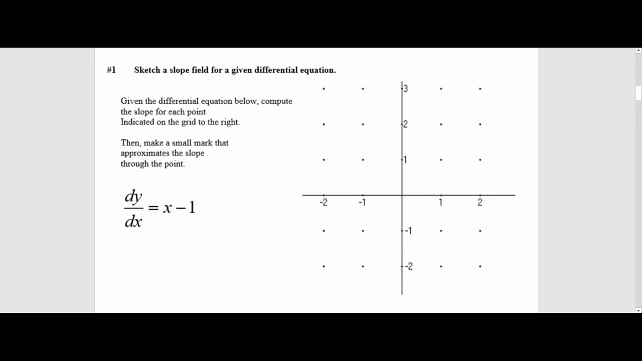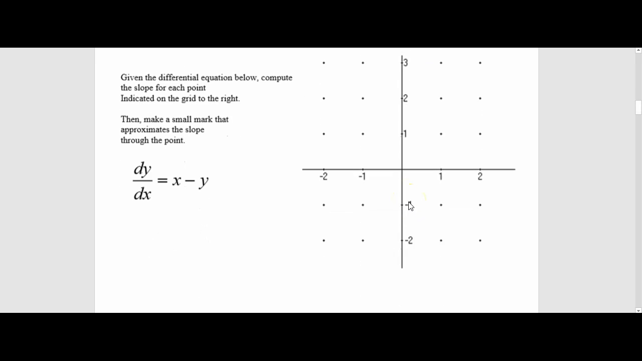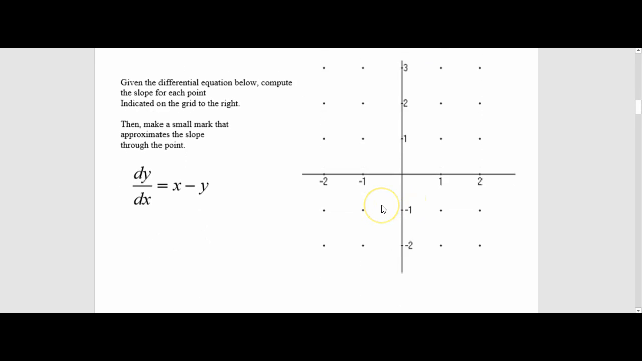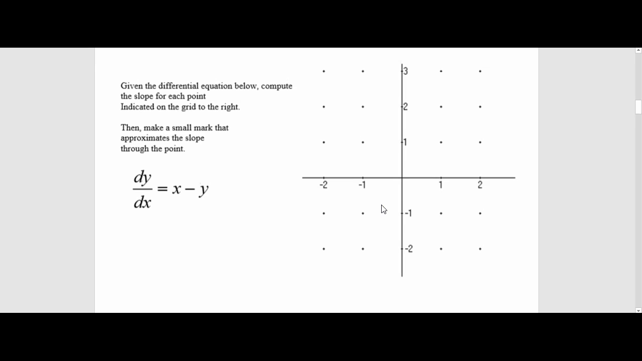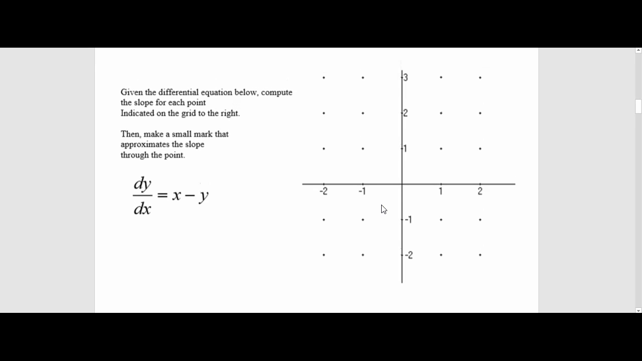Let's look at the one below. Okay, so this one has a y value as well. So pause the video, sketch based on the points, and I will put the slope field up here for you to check off once you finish.